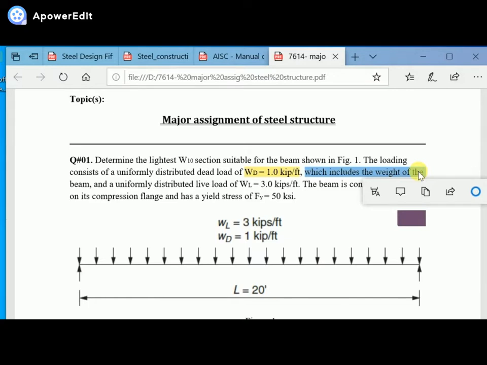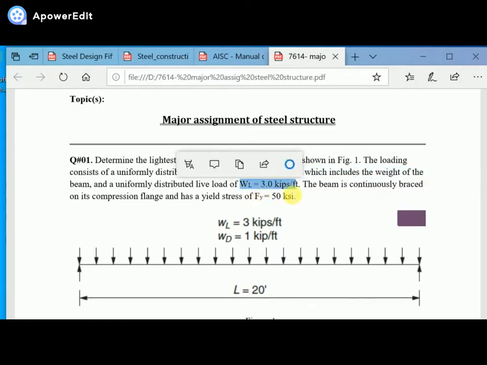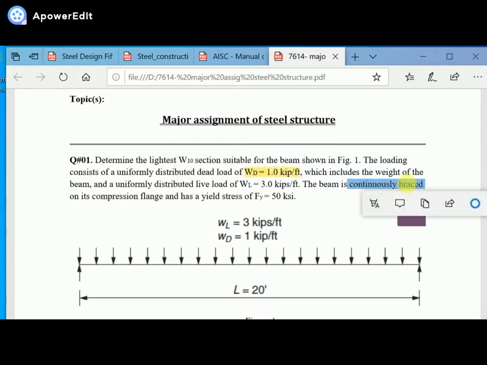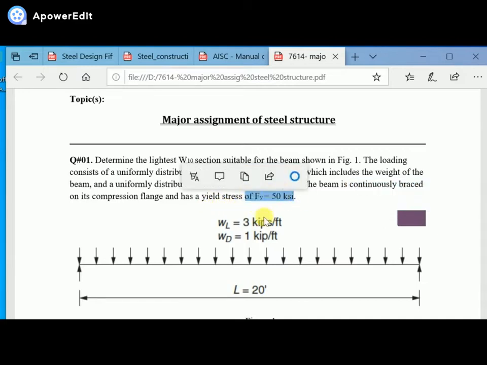So here, as I am just checking the W10 section, when I design the steel beam, I will explain this point as well. Okay, so in a uniformly distributed load, you have a live load, that is 3 kips per foot. The beam is continuously braced. I will explain what this term means, continuously braced, intermittently braced, and so on. And its compression flange has a yield strength. Okay, these are the properties of the section.